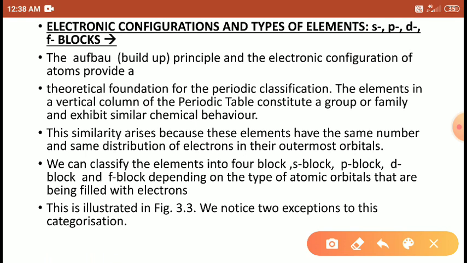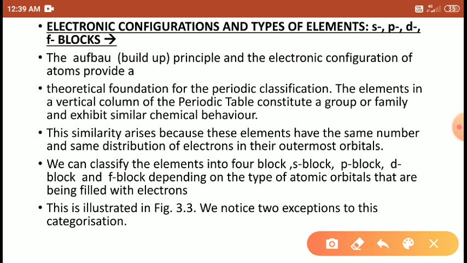So, electronic configuration and types of elements: s, p, d, f blocks. Here is the overview. The electronic configuration provides a theoretical foundation for periodic classification. The elements in a vertical column of the periodic table constitute a group or family and exhibit similar chemical behavior.